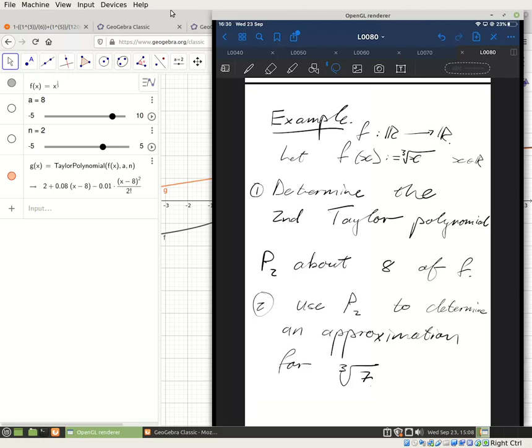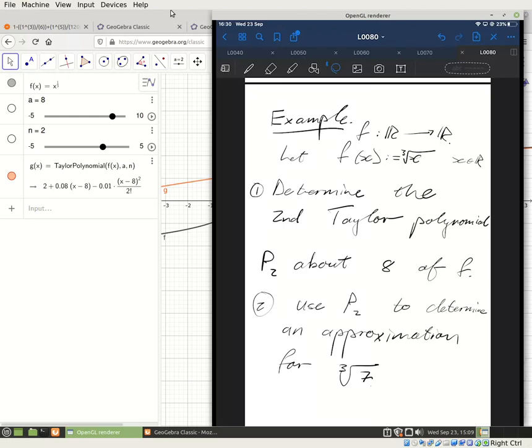Let us take a look at this example. We are given this function that sends x to the cube root of x. And now the question is, determine the second Taylor polynomial p2 about 8 of f, and use p2 to determine an approximation for the cube root of 7.